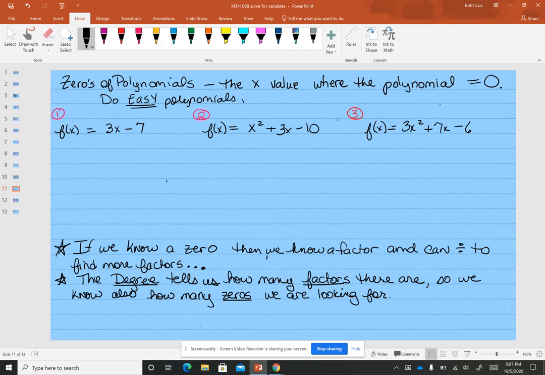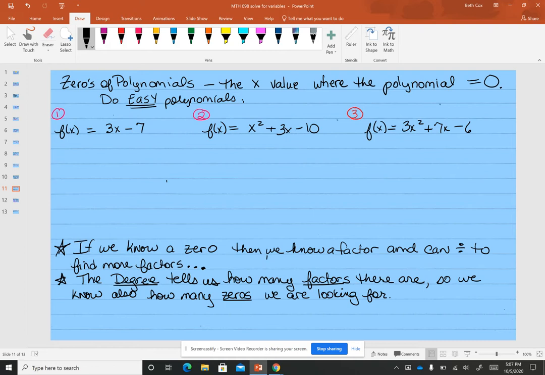We can find a number to see if it's a 0 by doing division. If we do synthetic division and we get 0, then that number is a 0. It's a 0 of that polynomial. It's a solution. It is a number where the polynomial equals 0. And we've done this. To find the solution to an equation, we set it equal to 0 and solve.